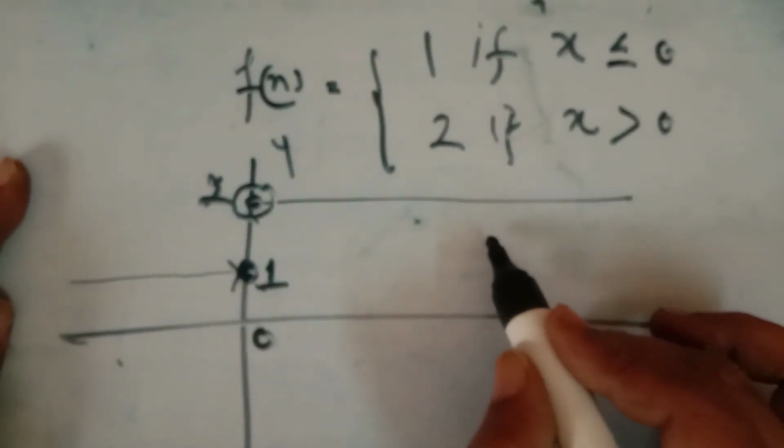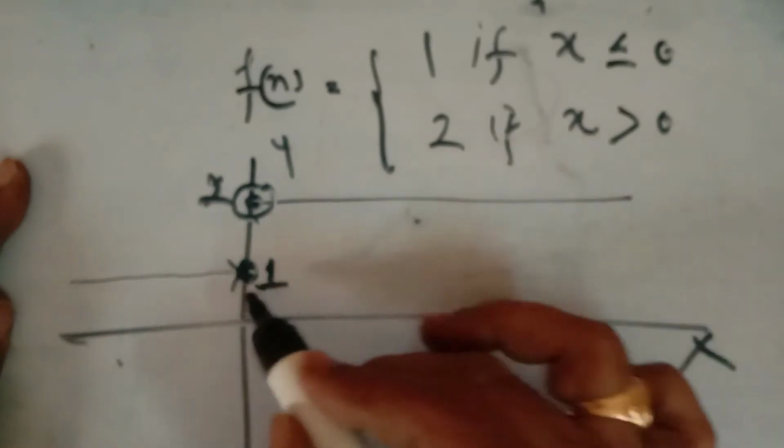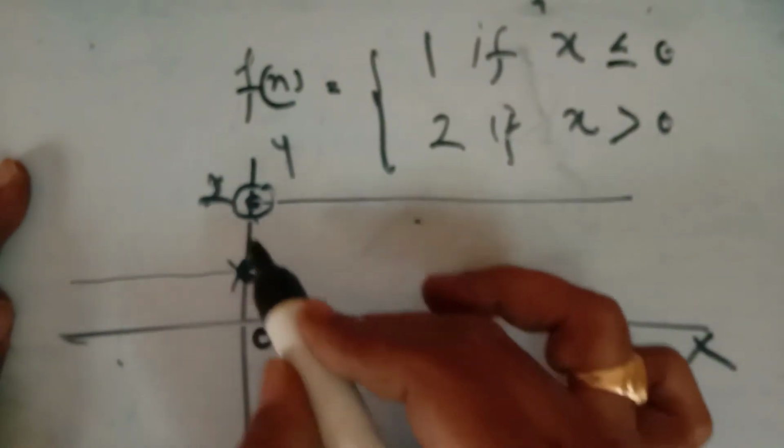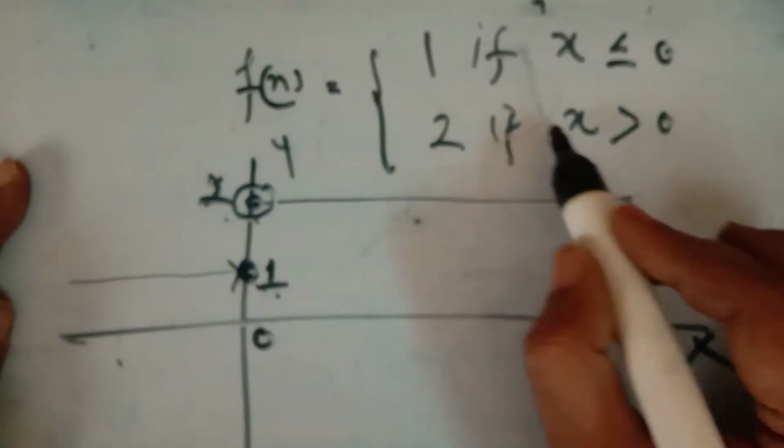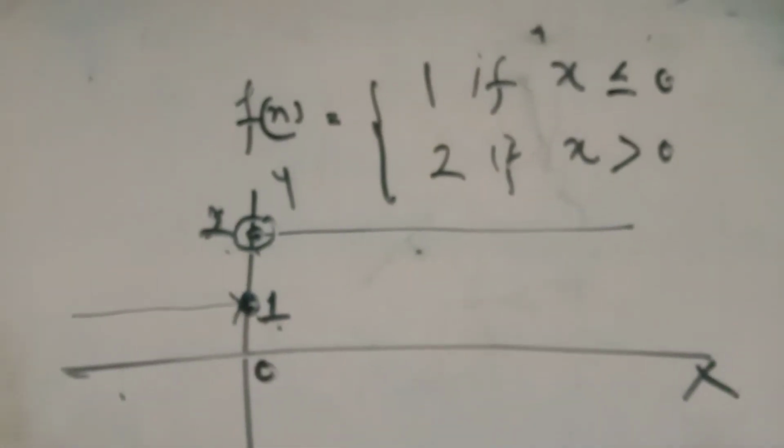So the limits of this function at x equal to 0 are not equal to each other: here we are getting 1 and here we are getting 2. So the limit of this function does not exist. So this is some rough idea about the limit.